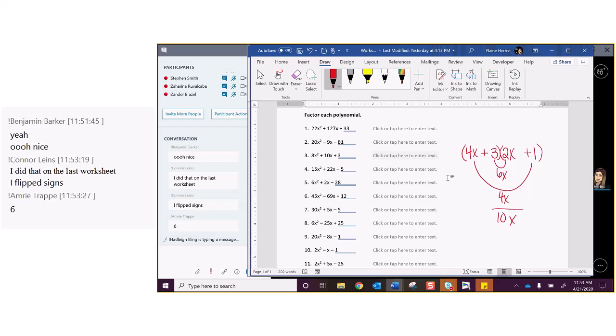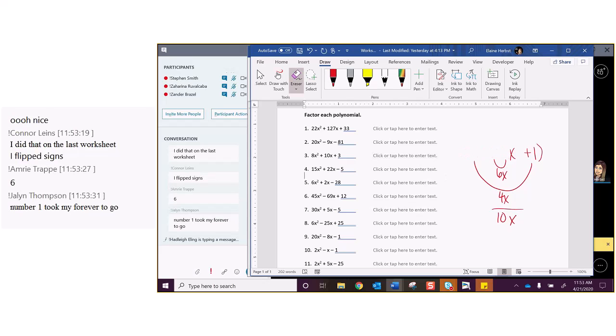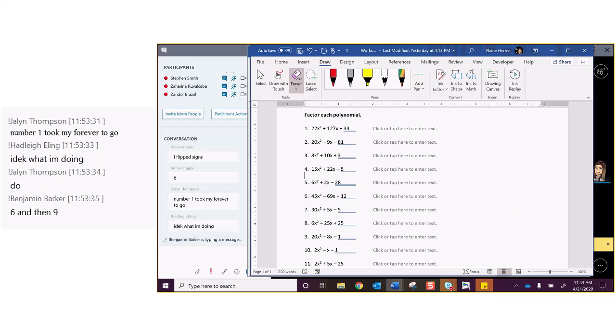6, yes, 6. Okay, I'm going to erase, so I hope you got that. If not, you have to go back and do the video. Oh, Ben, you're so funny.